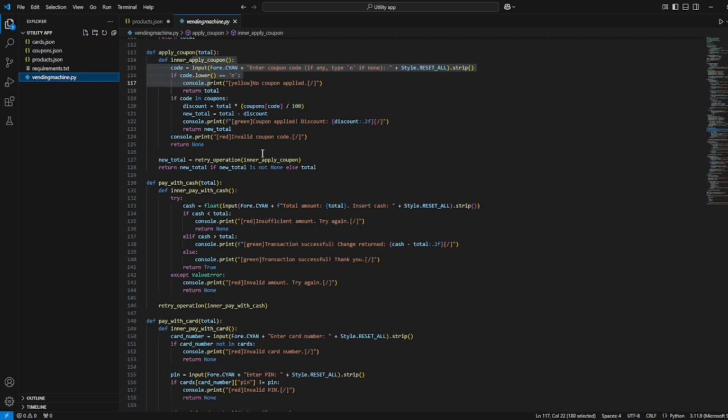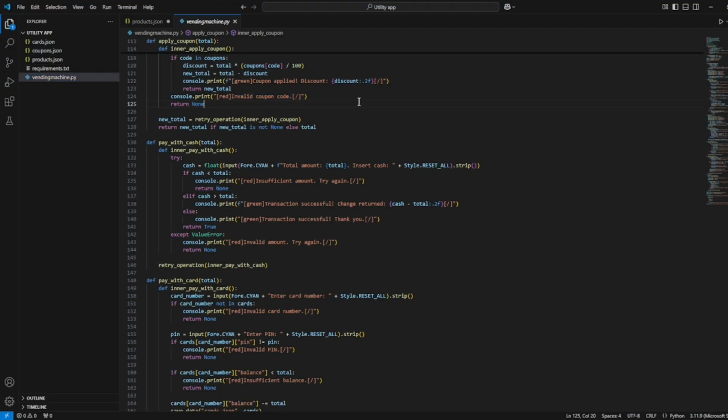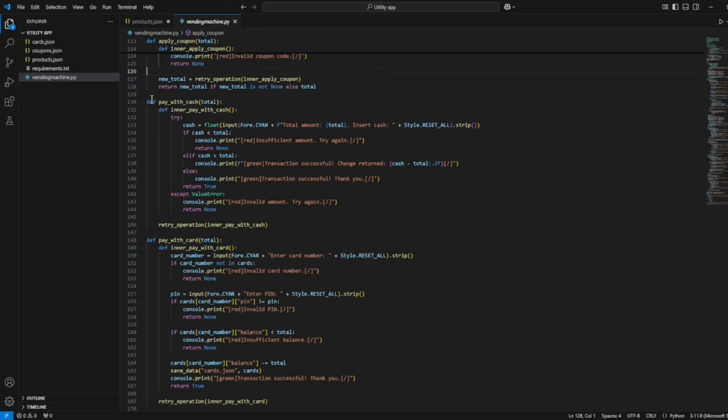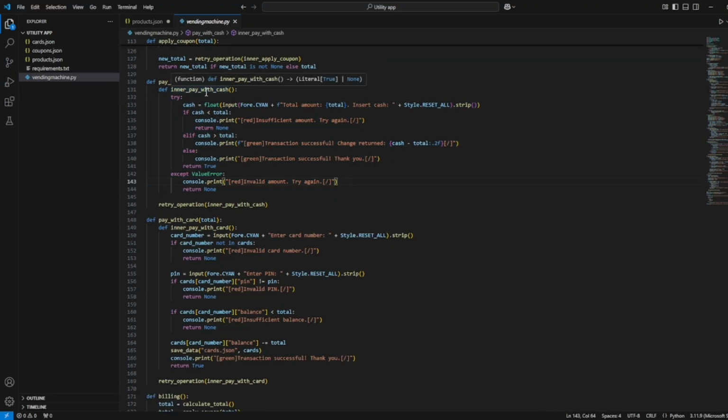So now the thing is, if he inputs an invalid coupon number, like something that isn't in the JSON file, it will show that it is an invalid coupon code. And then after entering the coupon, it will give a new total amount, like how much it will total cost. And then we are going for the next function, which is if you want to pay with cash or card.